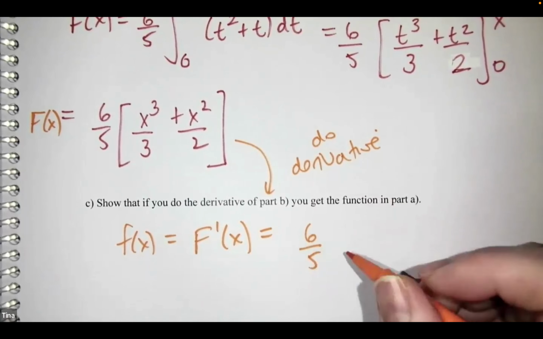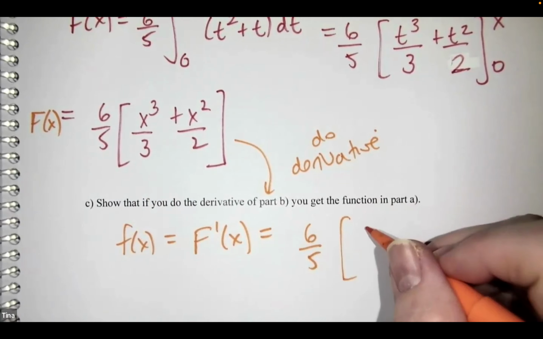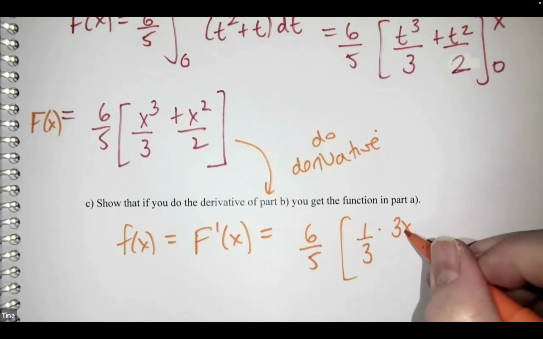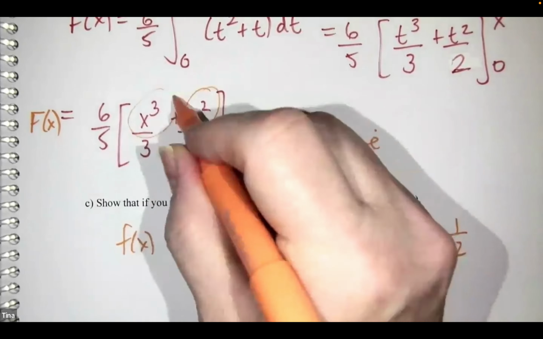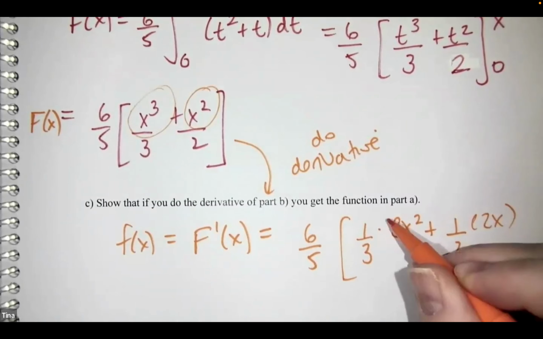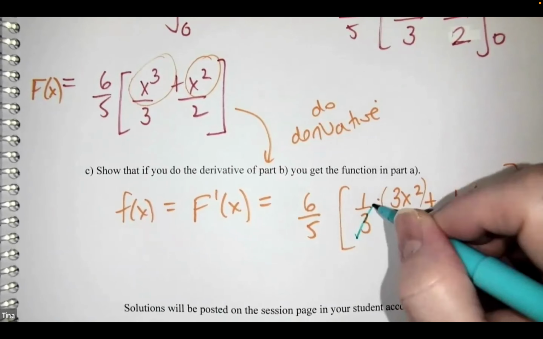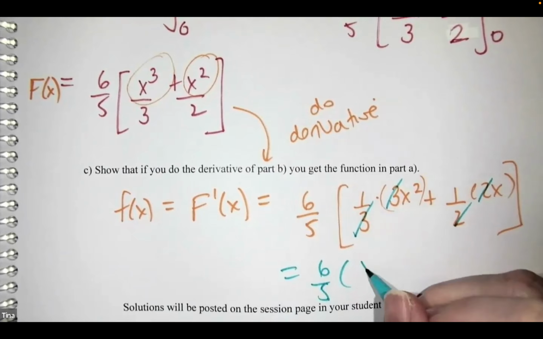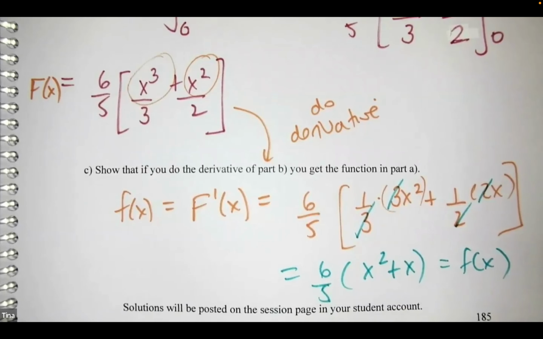And of course, I can leave the constant in front. What's the derivative of x cubed over 3? Well, we can just leave the 1/3. Derivative of x cubed would be 3x squared, plus a half, and derivative of x squared would be 2x. And so we get cancel, cancel, and 6/5 times x squared plus x, which is our little f.